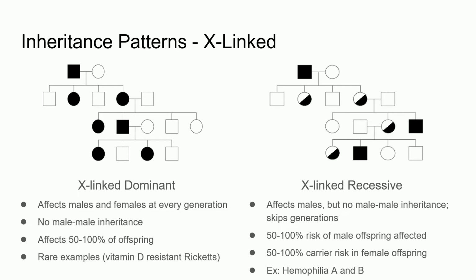X-linked dominant affects all generations, male and females alike, but again there is no male-to-male inheritance in an X-linked pattern. An affected female provides a 50% risk of having an affected offspring, since both boys and girls receive one X chromosome from their mother. If the mother is homozygous dominant for a trait, then all offspring become X-linked dominant for that trait. If a father carries an X-linked dominant trait, then all his daughters will become affected.